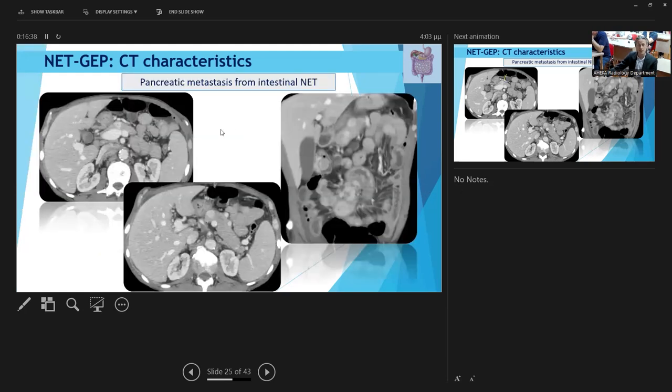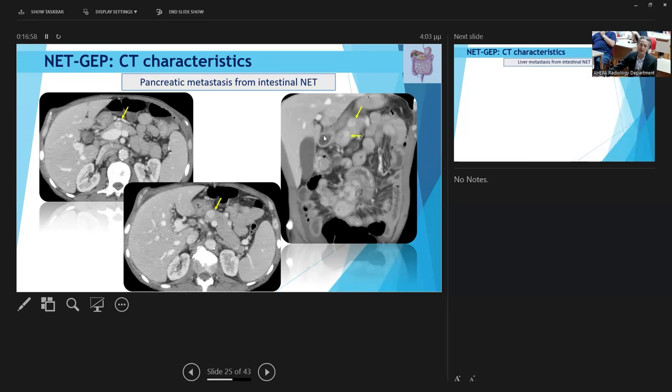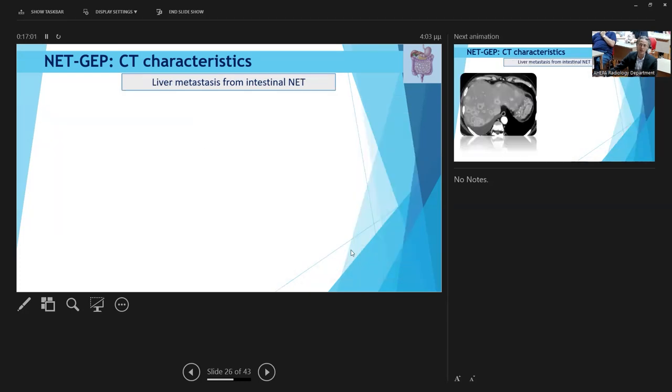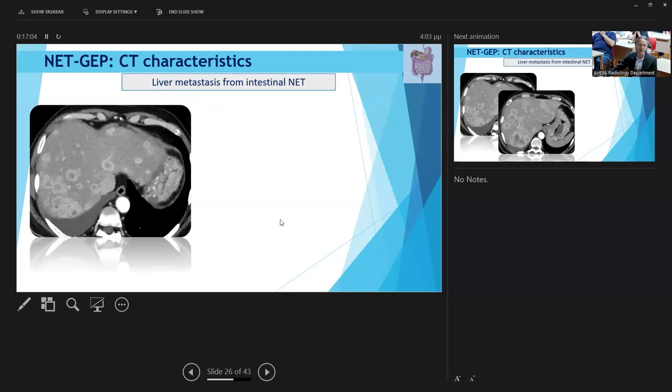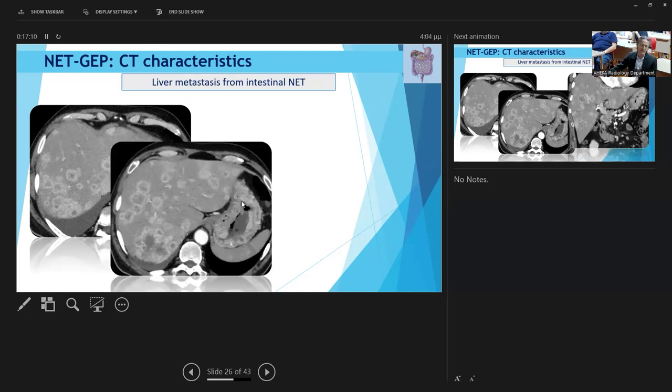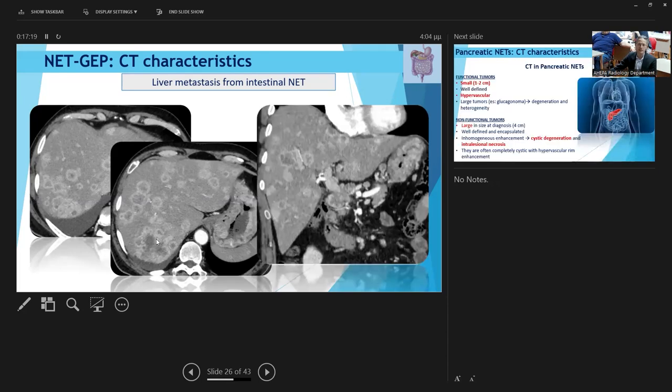A neuroendocrine tumor outside the pancreas may cause pancreatic metastasis, like in this example, in which we are able to recognize the desmoplastic mass, multiple polypoid masses inside the small bowel, and presence of multiple metastatic lesions inside the pancreas, in the body and in the head region. But this tumor may metastasize also inside the liver parenchyma, and again, the neoplastic lesion presents the same behavior as the primary tumor, so hypervascularization during the arterial phase associated with a necrotic component in the central portion.